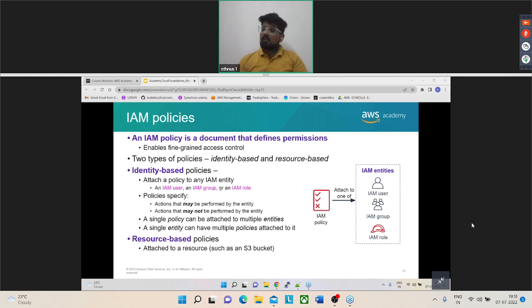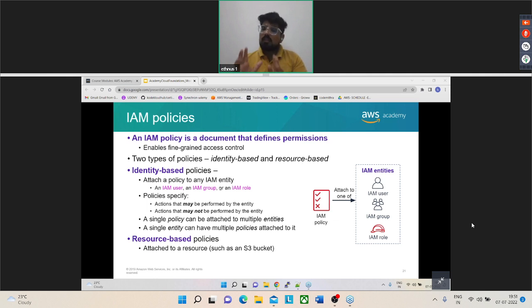Okay. Now what are resource-based policies, which are attached to a resource? Resource-based policies are limited to a few resources. Like we have the S3 bucket and we have the Lambda function. These are the two very highlighted services, though a couple of others exist, which have the capability for resource-based policies.